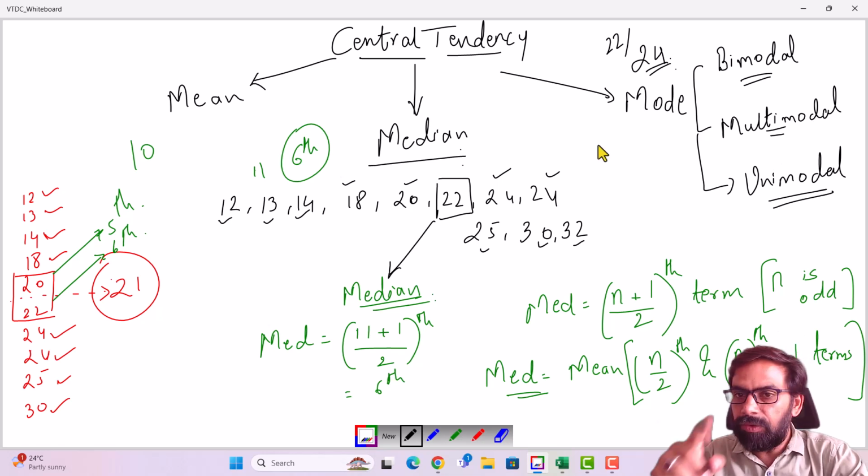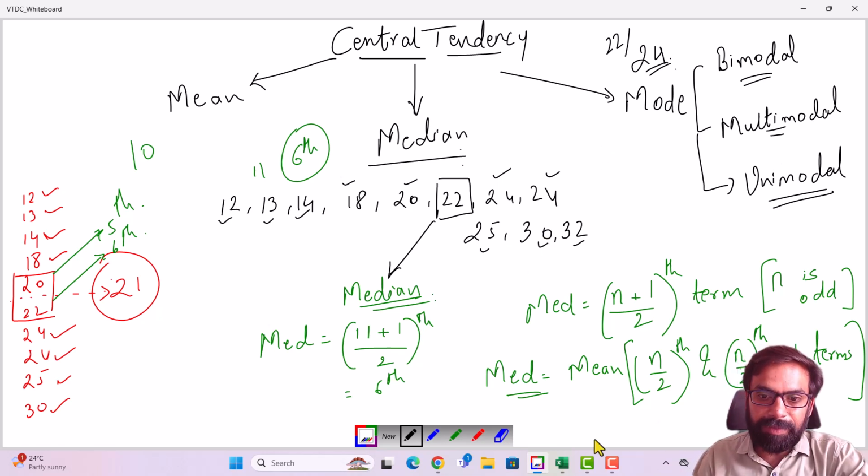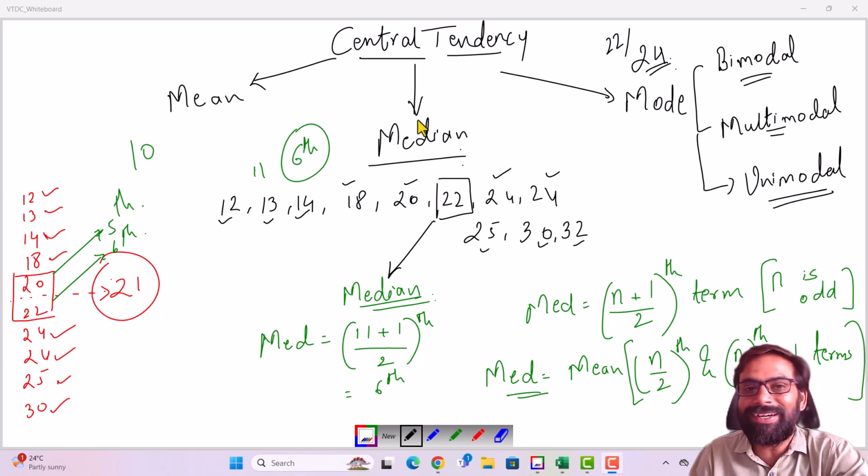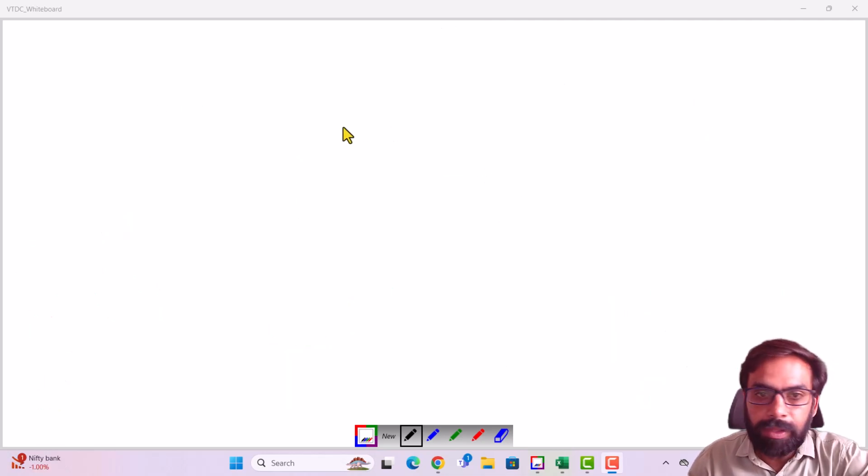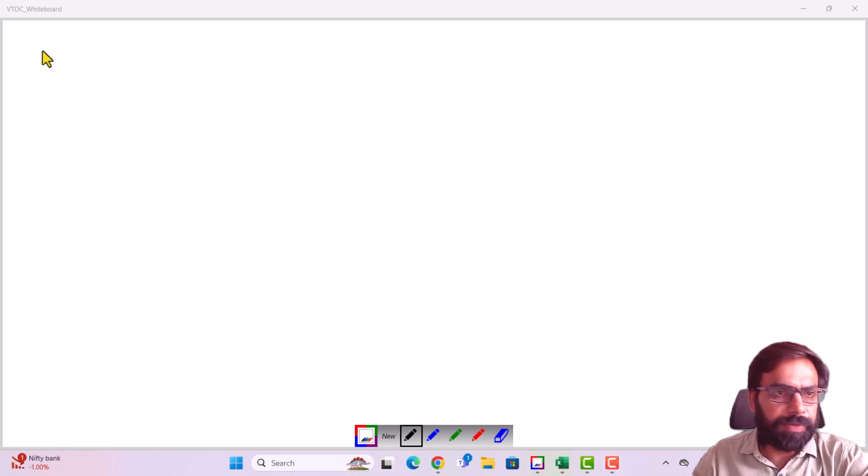Now, let me leave you with one question which will help us understand the application of central tendency. Let me give you a very simple example over here. Let's say the average age of a class learning guitar. Again, the same example.